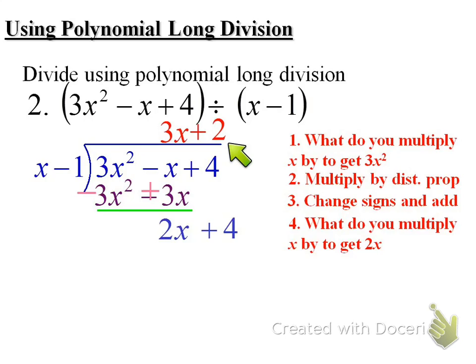Then you do the distributing step. So 2 times x is going to give us 2x. We'll write it right there. 2 times negative 1 is going to give us negative 2. We'll write it right there.